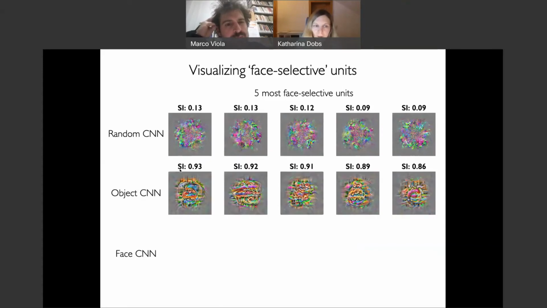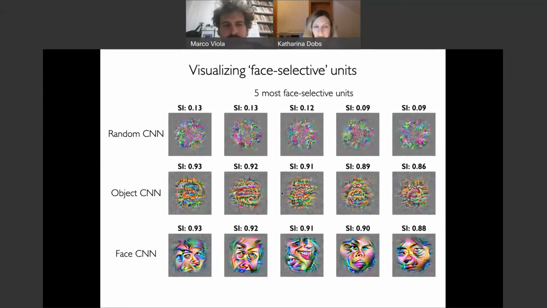And we do the same thing for the object CNN. We see more structure, more shape-like features, but it's still hard to figure out. I mean, this could be a nose, or this could be 2 eyes on top of something, and it's maybe roundish features, but it still doesn't resemble a face. We do the same thing for the face CNN. That's when we get the really face-like features.